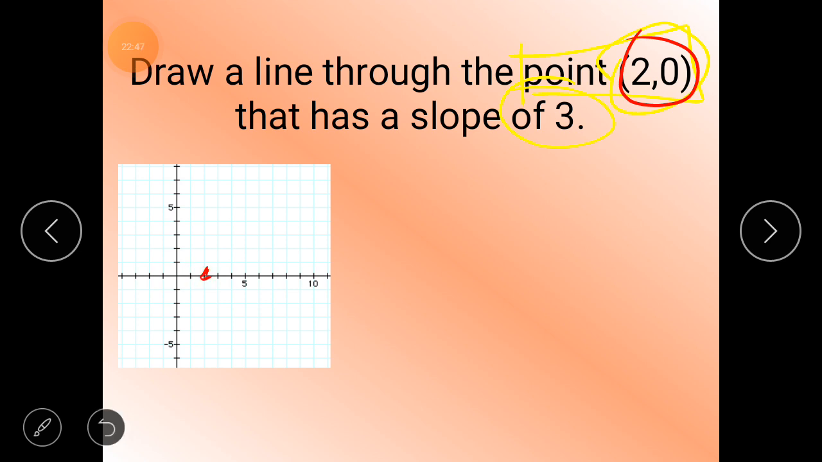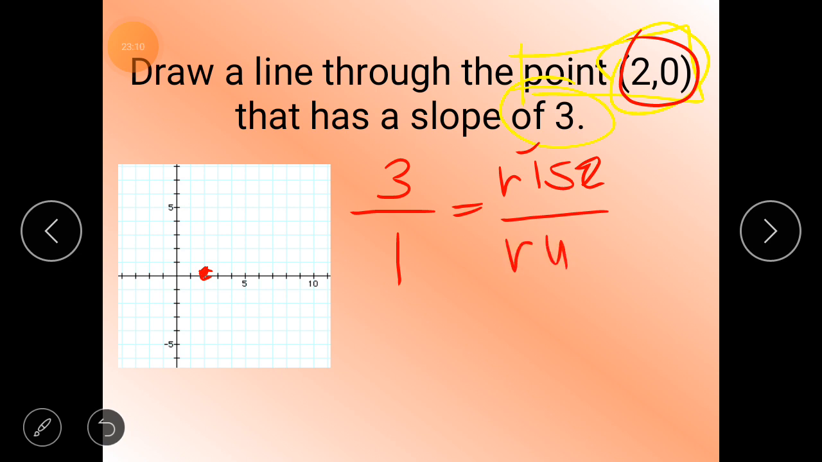(2, 0), 2 of x, 0 of y. Okay, then since your slope is 3, you're going to need to interpret that as a fraction, because you need the rise over run. So the fraction form of 3 is 3 over 1. It means that you have 3 rise and 1 run.